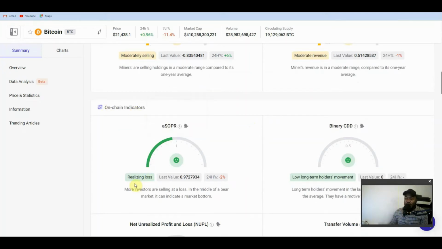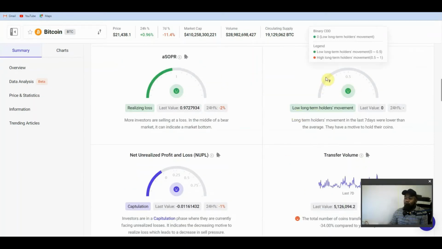On-chain indicators. Realized loss. More investors are selling at a loss in the middle of a bear market. It can indicate a market bottom. Now, this one is telling you that currently, more investors are selling their tokens at a loss. And you can see that we have 24 hours minus 2%.